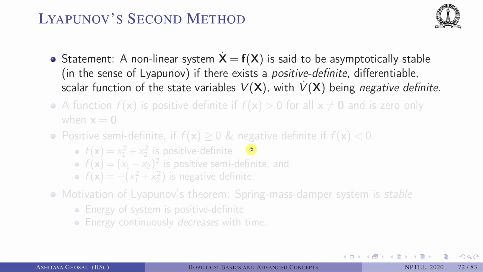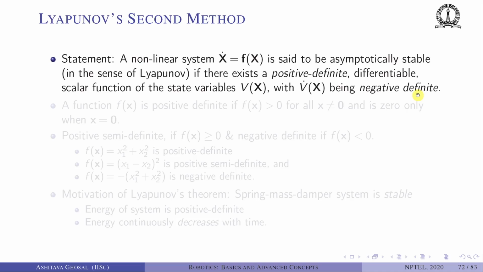Okay, so now what is Lyapunov's second method? This is the statement of the Lyapunov second method to obtain the stability of a nonlinear system x dot equals f of x. So what is the statement? A nonlinear system x dot equals f of x is said to be asymptotically stable in the sense of Lyapunov if there exists a positive definite differentiable scalar function of the state variables denoted by V of x, with V dot of x being negative definite.